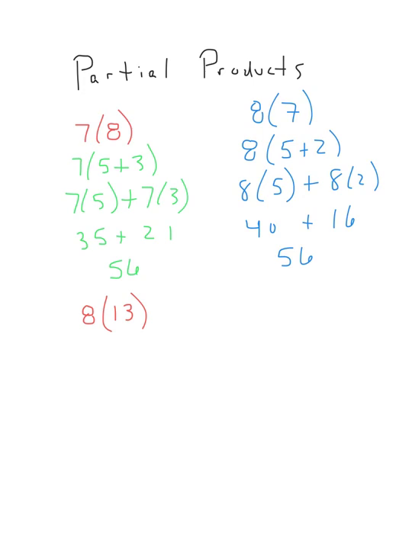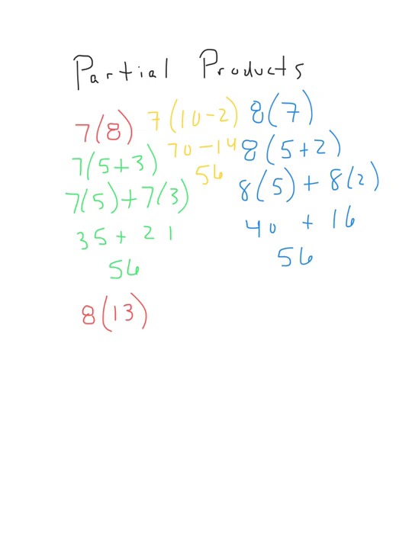Another thing you could have done, I won't play it all the way out, but just to look at it, what if you broke down this initial one and you said, well, I know that 8 is 10 minus 2. So I could say 7 10s is 70, 7 2s is 14, what's 70 minus 14? That's also 56. So there's literally so many different ways you can decompose the number.